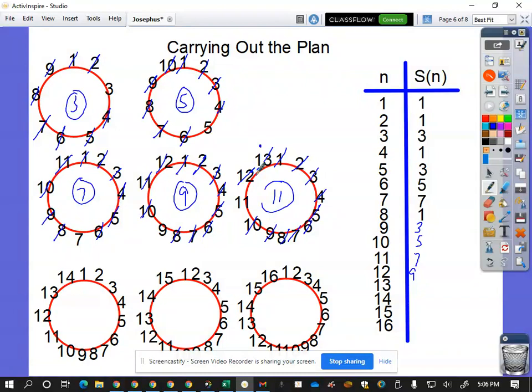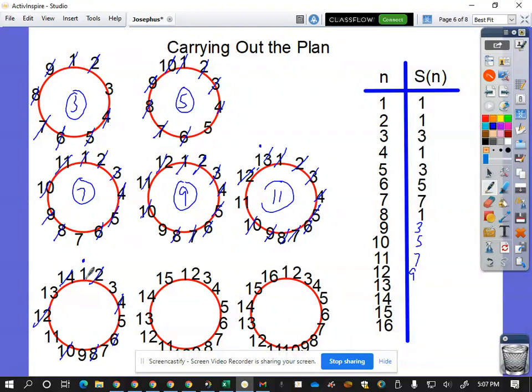Okay. Let's see if that holds here for 14 people. So we eliminate all of the evens. Now we're back to 1 for our starting position, and we have 7 left. So again, it should be the 7th number that's remaining. So 1, 3, 5, 7, 9, 11, 13.